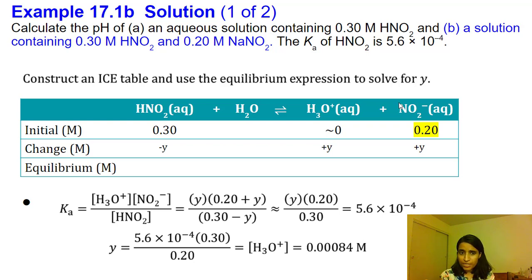So what we find is that when we have a common ion, this ionizes into hydronium and nitrite ion, but if we add an additional nitrite ion, we see that it ionizes even less.